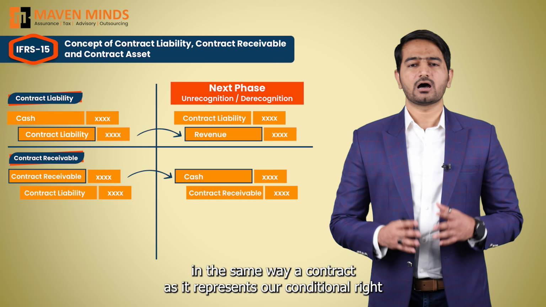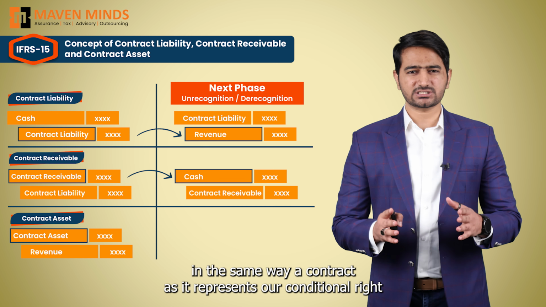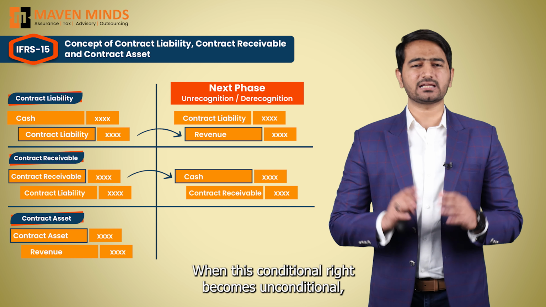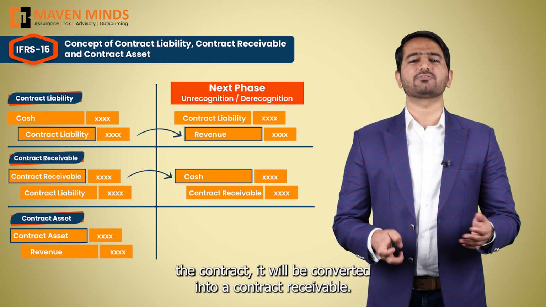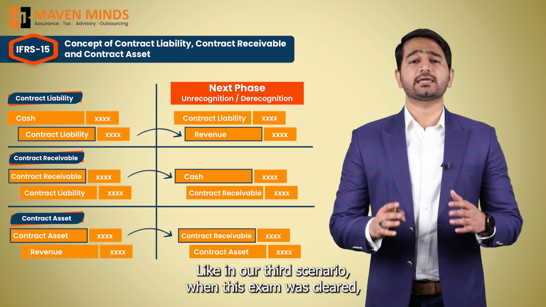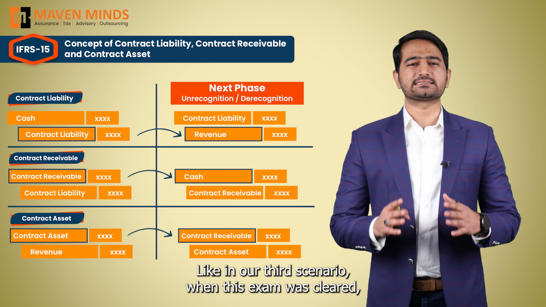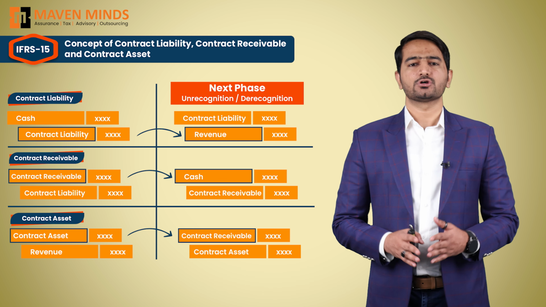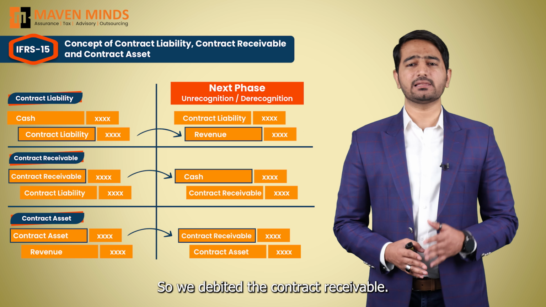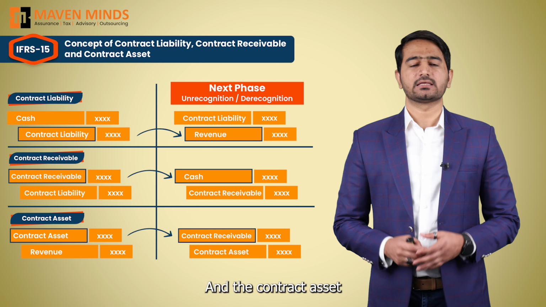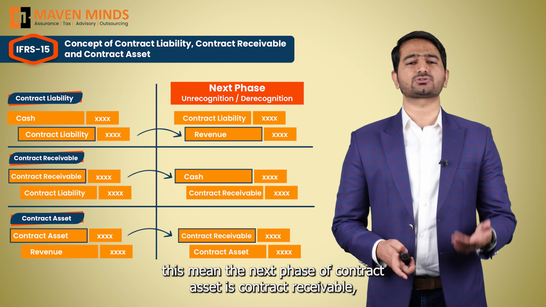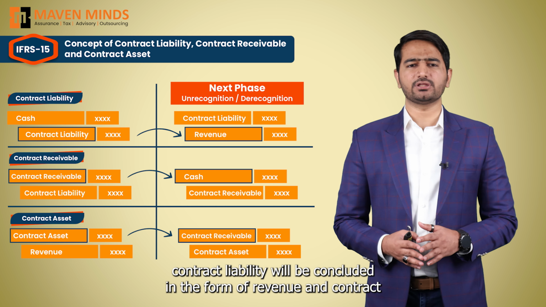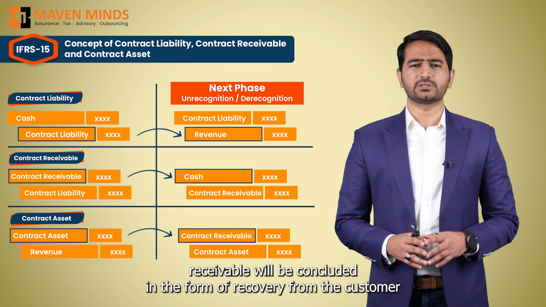In the same way, a contract asset represents our conditional right to consideration from the customer. When this conditional right becomes unconditional, the contract asset will be converted into contract receivable. Like in our third scenario, when the student exam was cleared, our contract asset turned into an unconditional right. So we debited the contract receivable and credited the contract asset. This means the next phase of contract asset is contract receivable. Contract liability will be concluded in the form of revenue and contract receivable will be concluded in the form of recovery from the customer.